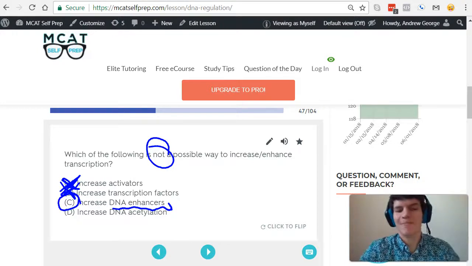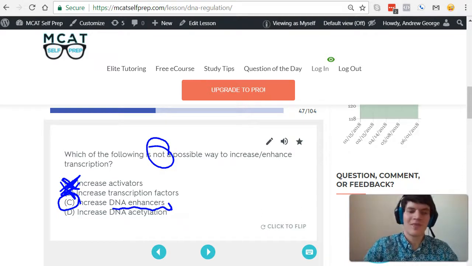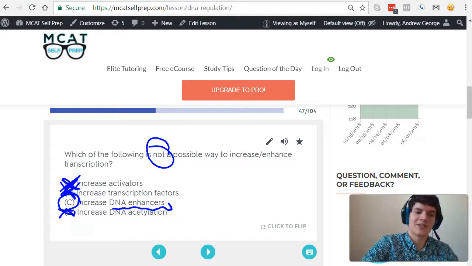What about answer choice D? We talked about this. Acetylation is going to open up the DNA, increasing its expression. Therefore, D is also not a correct answer.